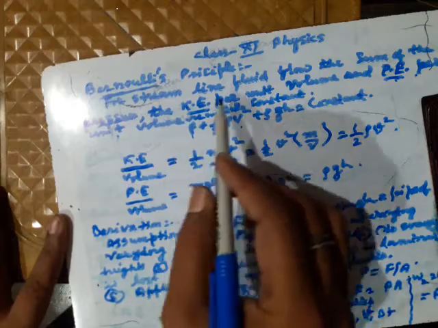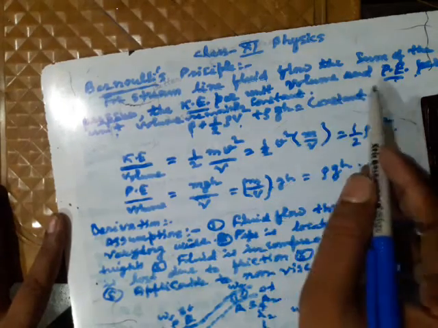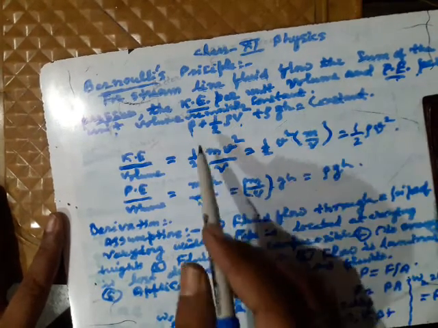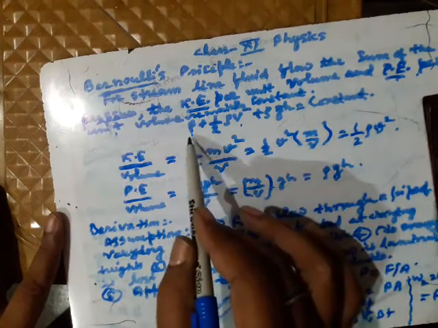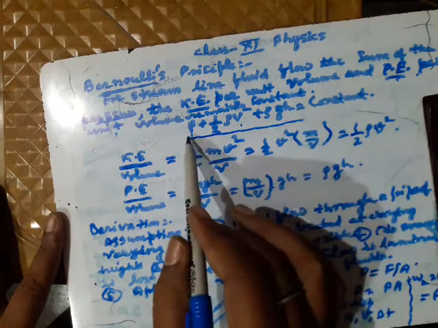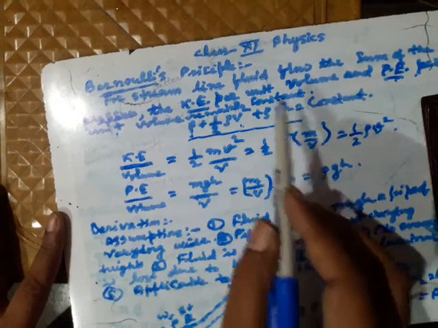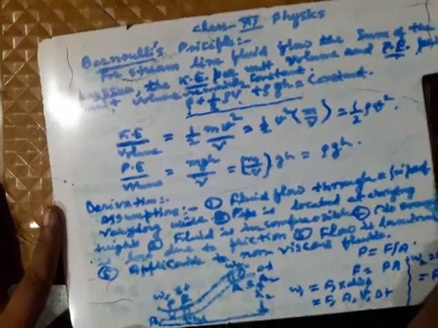For a streamlined fluid flow, the sum of the pressure, the kinetic energy per unit volume and the potential energy per unit volume remains constant. P plus half rho v square plus rho gh is equal to constant. Here, try to understand one by one: pressure, half rho v square in terms of kinetic energy per unit volume, and rho gh in terms of potential energy per unit volume.